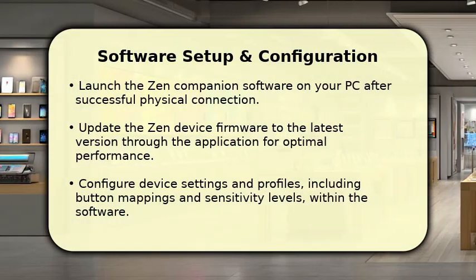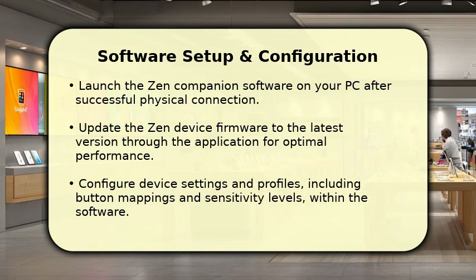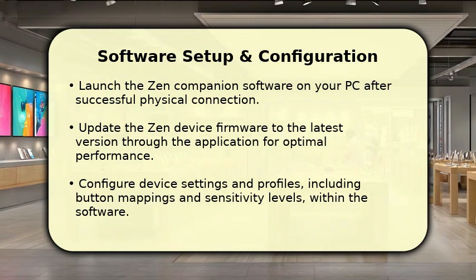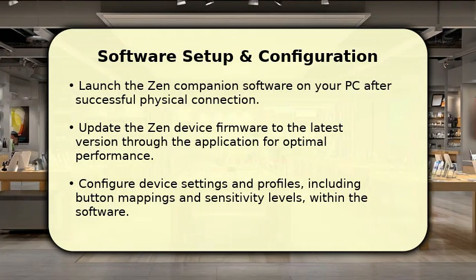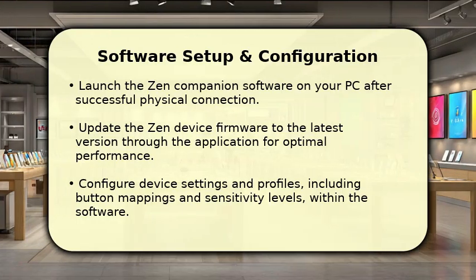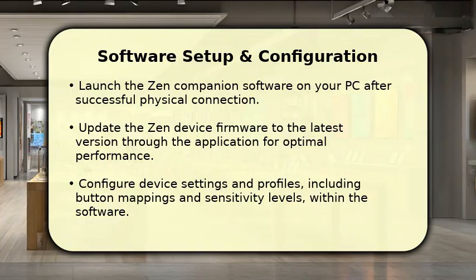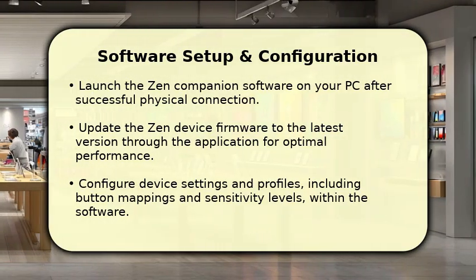Now, launch the Zen Companion application you installed earlier. The software should automatically detect your connected device. It's crucial to update your Zen's firmware to the latest version through the application for optimal performance and compatibility. Once updated, navigate through the settings to configure your preferred profiles, button mappings, and sensitivity levels, saving your changes.